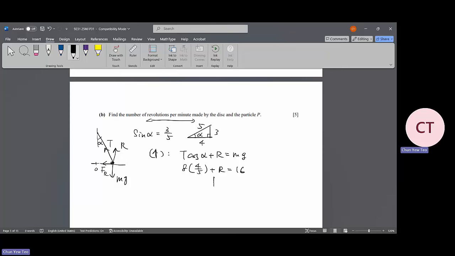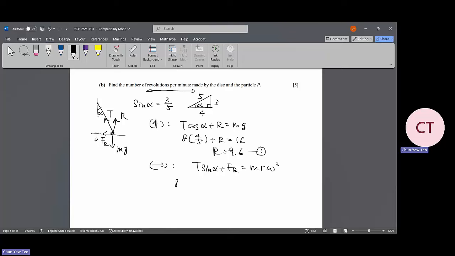So if you go and solve it using calculator, you can get this one as 9.6. That is your first equation. Then if I resolve the forces horizontally, I will have T sine alpha plus the FR is equal to the MR omega square. Okay. So what is the T? What is the sine alpha? 0.6.